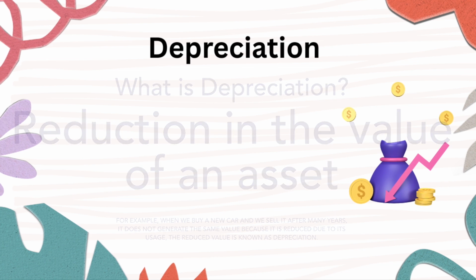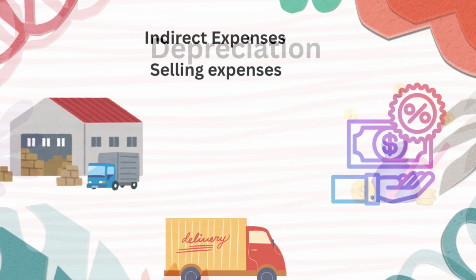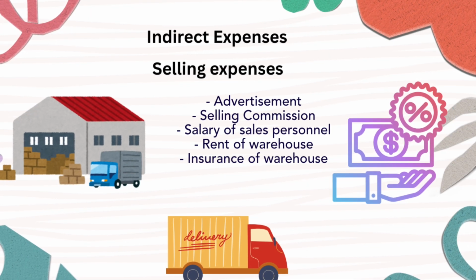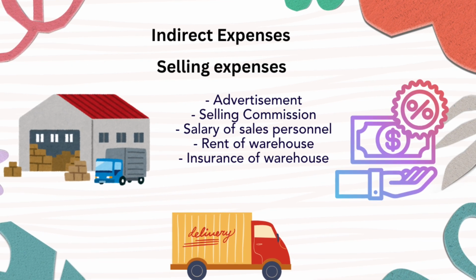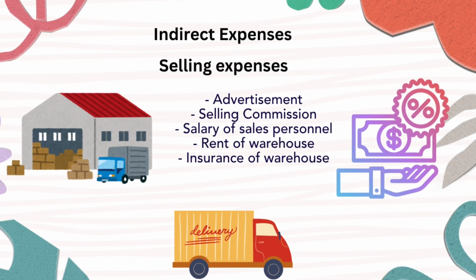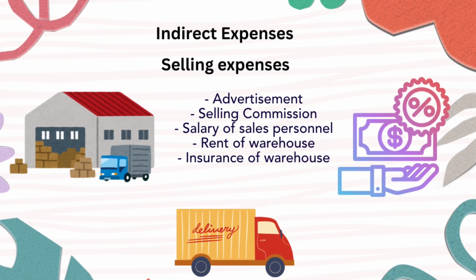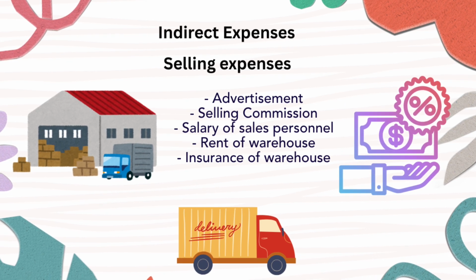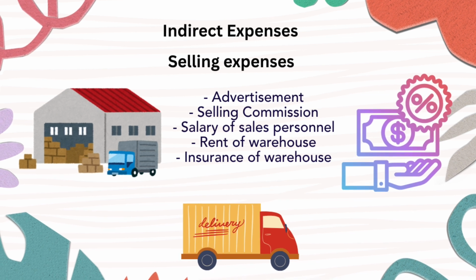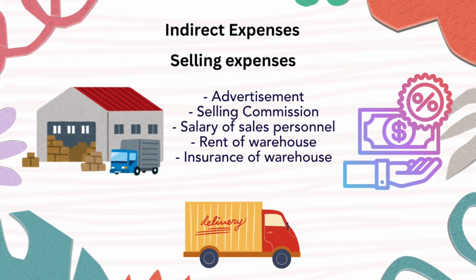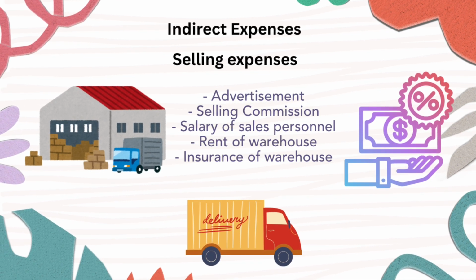Another indirect expense can be selling expenses. Now, selling expenses are related to sales, for example, advertisement, sales commission, salary of sales personnel, rent of warehouse, insurance of warehouse, delivery, repair of delivery trucks. These are all considered as selling expenses. So these are the types of indirect expenses.